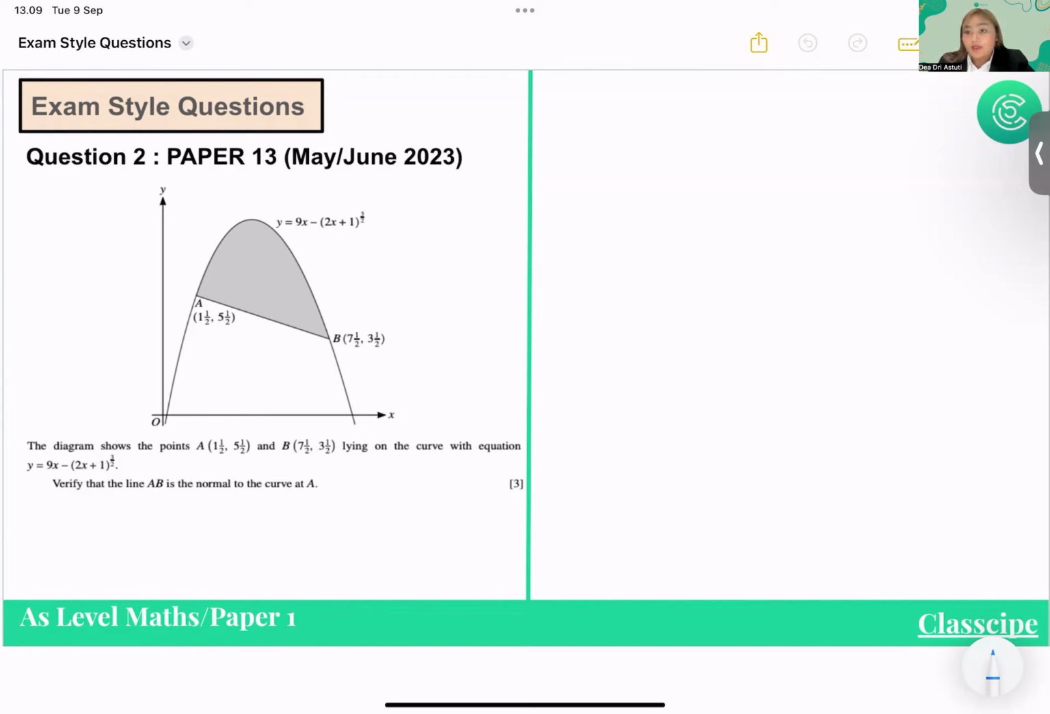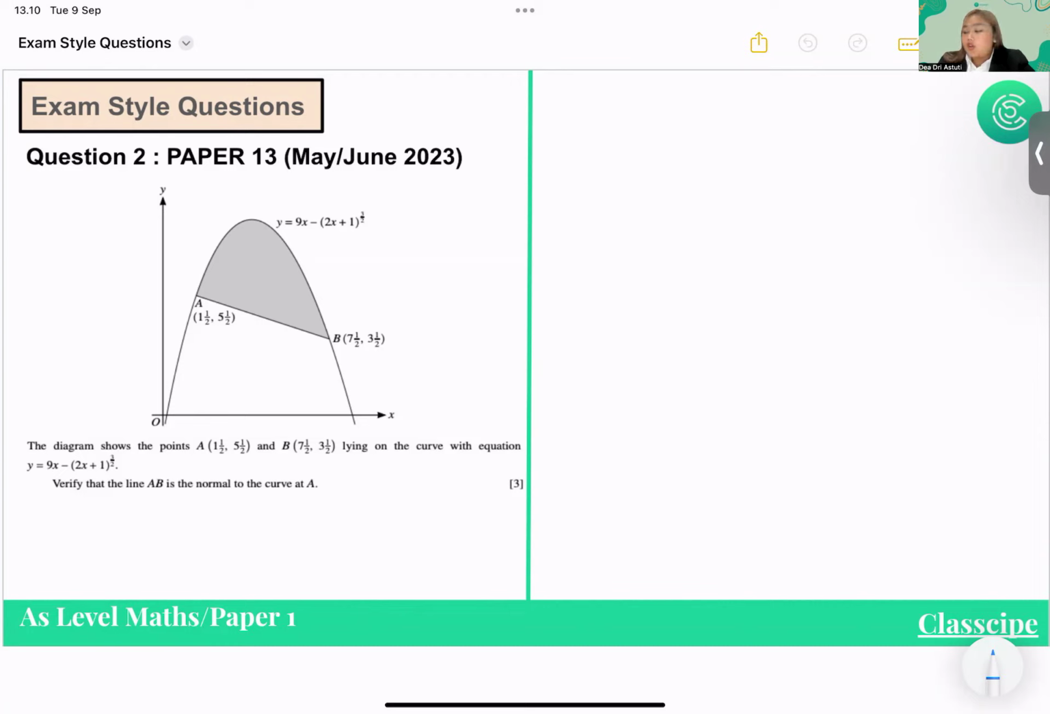You are given a graph here, so let's read the question. The diagram shows the point A is (1.5, 5.5), and P is (7.5, 3.5), lying on the curve with the equation y equals 9x minus (2x plus 1) to the power of 3 over 2. Okay, so you need to verify the line AB is the normal to the curve at A.